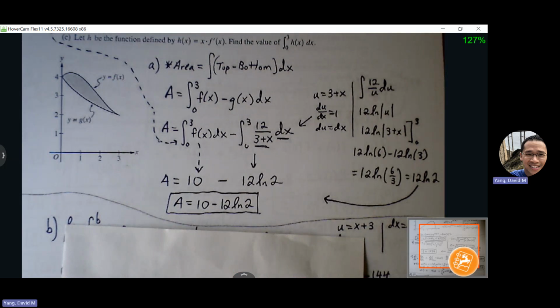Right, so the integral from 0 to 3 of f of x, that's given to us. Don't have to do any work for that. But for the g of x portion, a little bit of u-substitution.